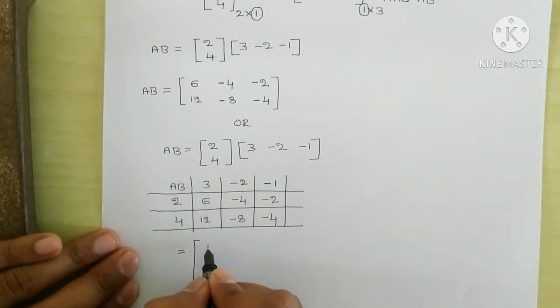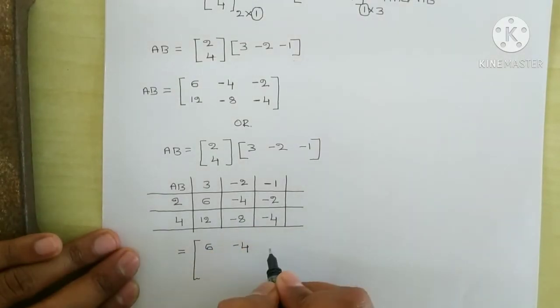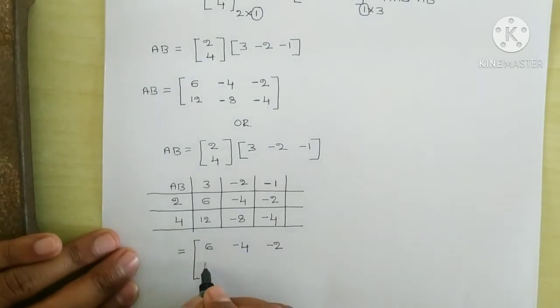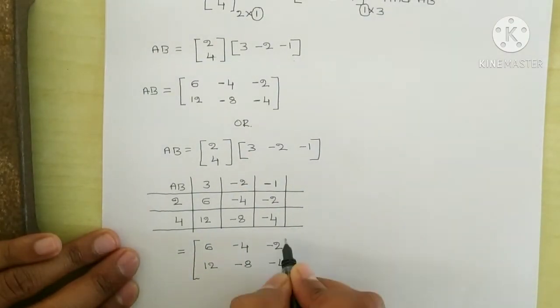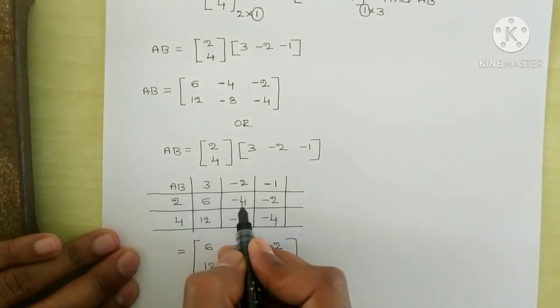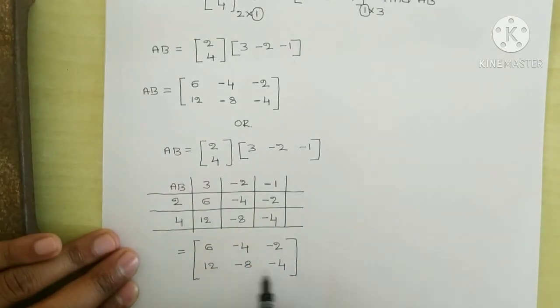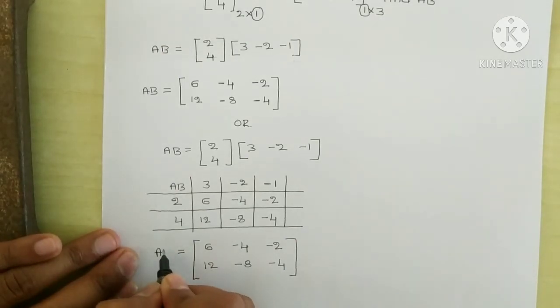Therefore, what is the final answer here? 6, minus 4, minus 2, 12, minus 8, minus 4. Don't add and subtract. Here how many boxes are there? 6 boxes are there. The answer comes in that pattern only: 6, minus 4, minus 2, 12, minus 8, minus 4. So this is the answer of A into B.